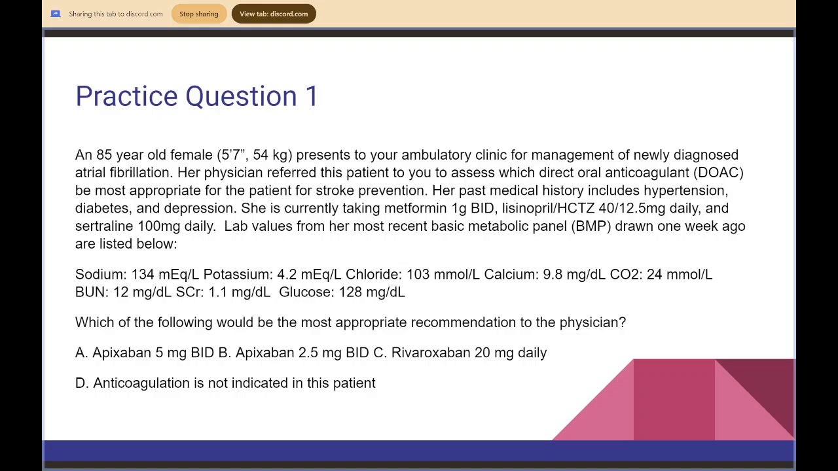Sodium is 134, potassium is 4.2, chloride is 103, calcium is 9.8, carbon dioxide is 24, BUN is 12, serum creatinine is 1.1, and glucose is 128. Which of the following would be the most appropriate recommendation to the physician? A. Apixaban 5 milligrams BID. Choice B. Apixaban 2.5 mg BID. Choice C. Rivaroxaban 20 mg daily. And choice D. Anticoagulation is not indicated in this patient.